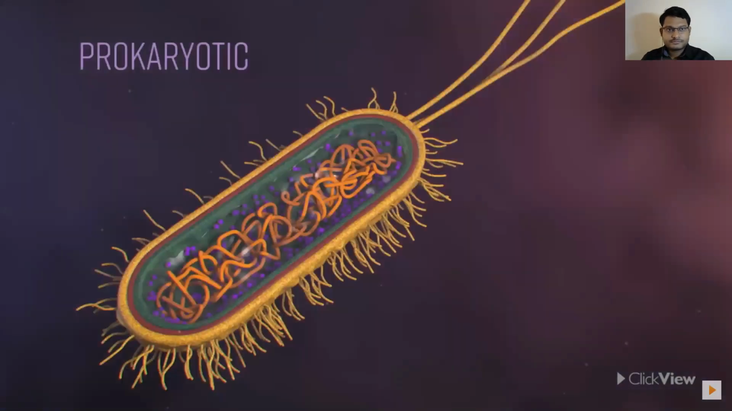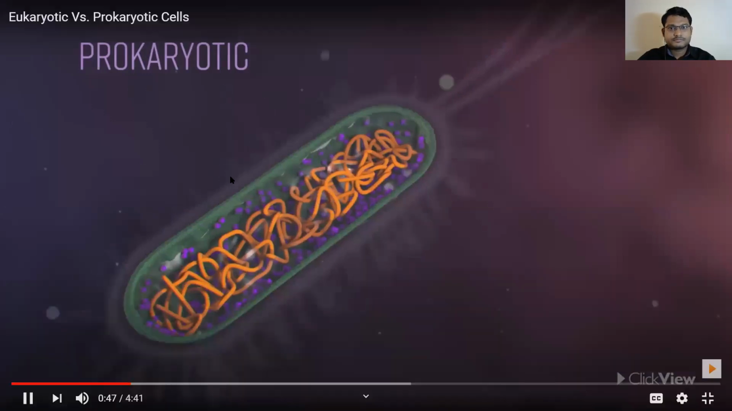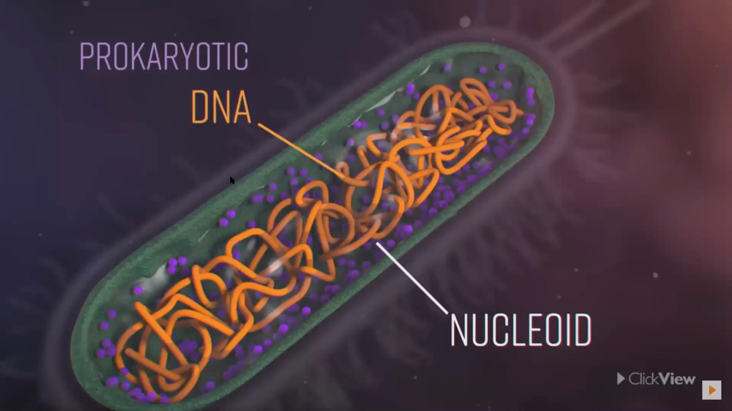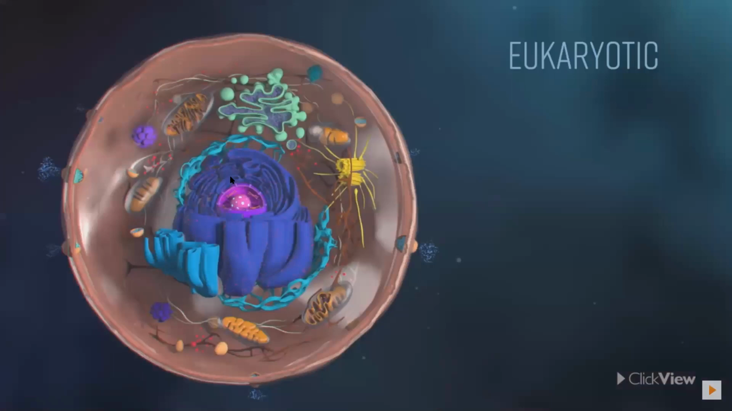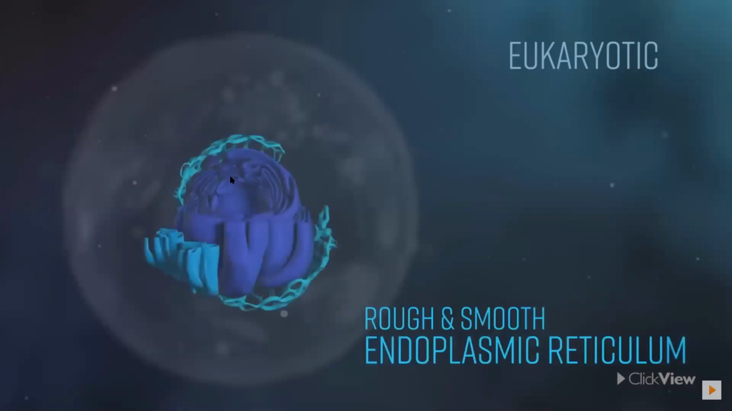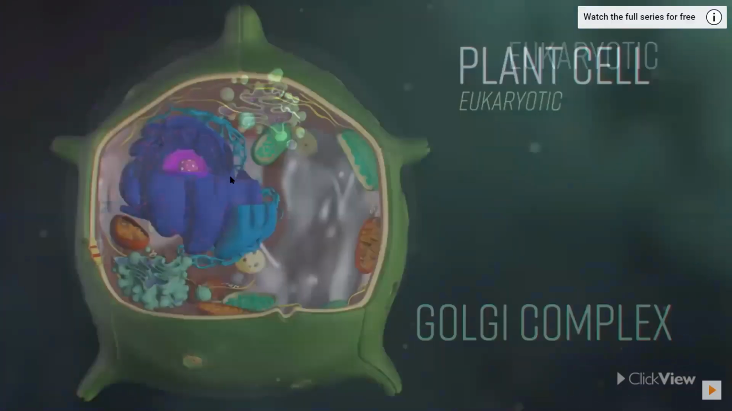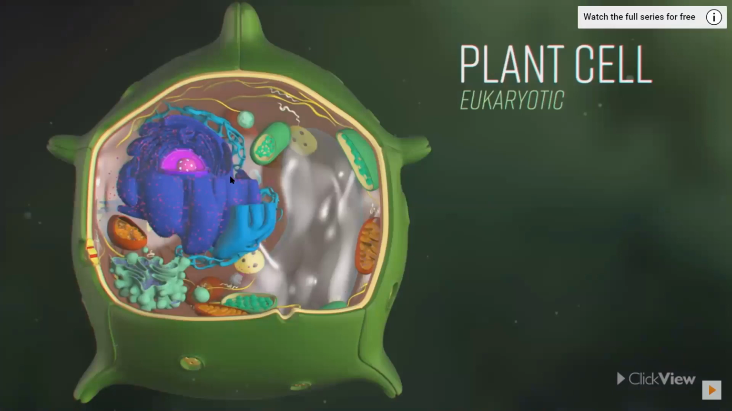Prokaryotic cells do not have a nucleus, only a nucleoid, which is the central, open part of the cell where the DNA is found. Eukaryotic cells also have other large, complex, membrane-bound organelles, which prokaryotic cells lack. These include mitochondria, rough and smooth endoplasmic reticulum, the Golgi complex, and in the case of plant cells, chloroplasts.